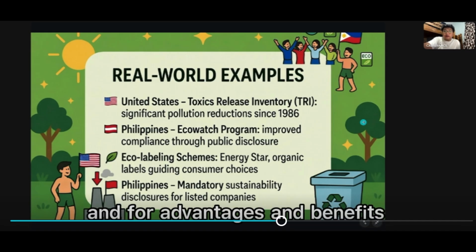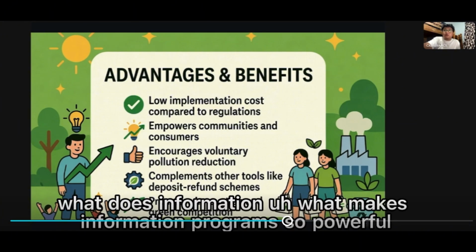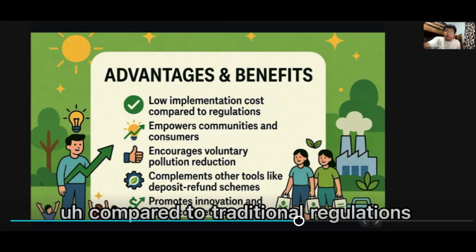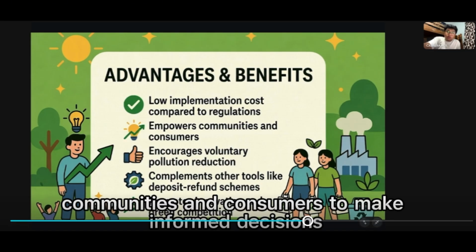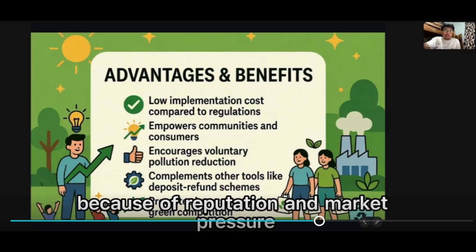And for advantages and benefits, what makes information programs so powerful? So first, they are low cost for the government compared to traditional regulations. They also empower communities and consumers to make informed decisions, and they encourage companies to voluntarily reduce pollution because of reputation and market pressure.